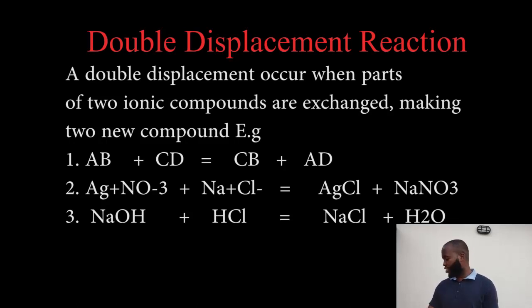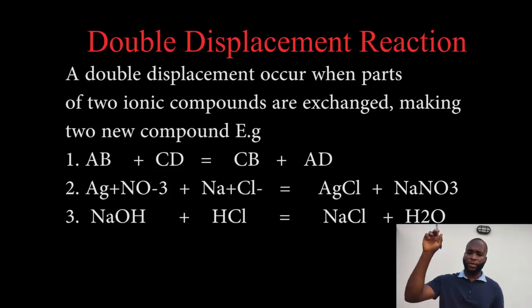Let's use silver nitrate plus sodium chloride. Sodium chloride is a salt, and sodium has a positive charge, while chlorine has a negative charge. Looking at silver nitrate, silver has a positive charge, while the nitrate has a negative charge. By the exchange of ions, by the exchange of radicals, silver, which is positive, will join chlorine, which has a negative charge, to give us silver chloride.